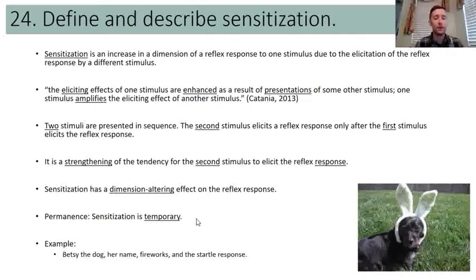Okay, and so prior to the fireworks beginning, if we said her name, she didn't startle. But once the fireworks happened and the fireworks startled her, then saying her name had this effect of eliciting the startle response. So the first stimulus was the fireworks, and then the second stimulus was saying her name. So the process there is sensitization. The fireworks enhance the tendency or strengthen the tendency of her name as an eliciting stimulus with respect to the startle response.